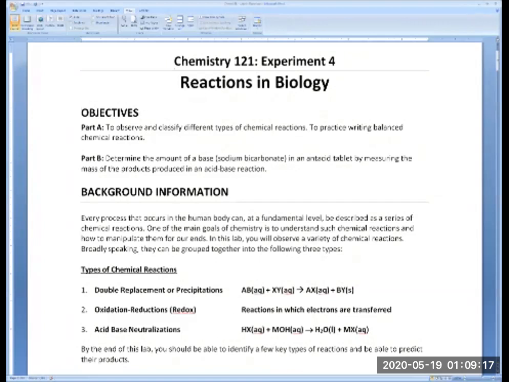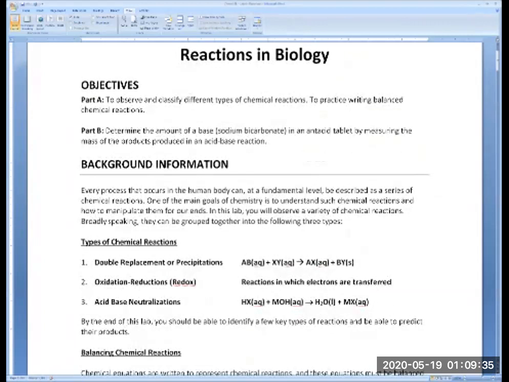So we will go over lab 4 and provide some help here for this week's lab on reactions in biology. And so in chapter 5 review, we went over the types of chemical reactions. Maybe you remember we went over double replacement, and here double replacement are said also to be precipitation, but double replacements can be also acid-base.